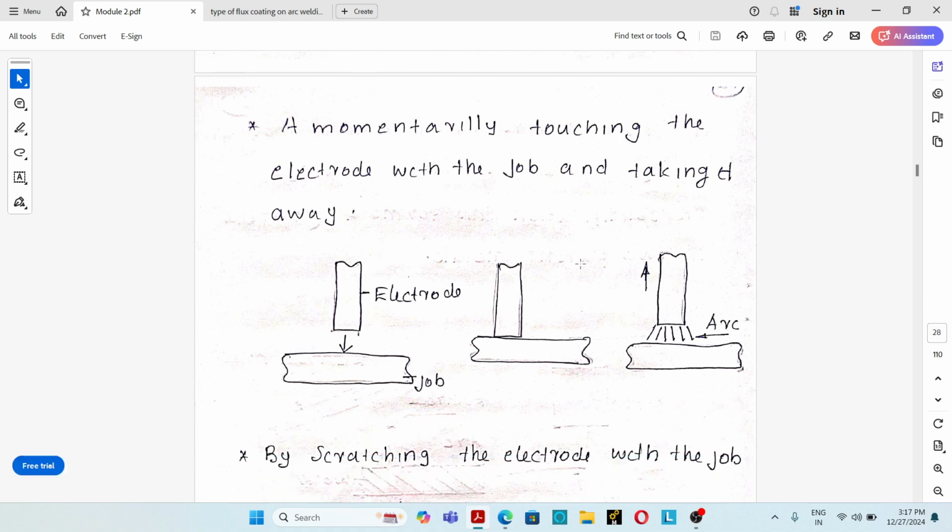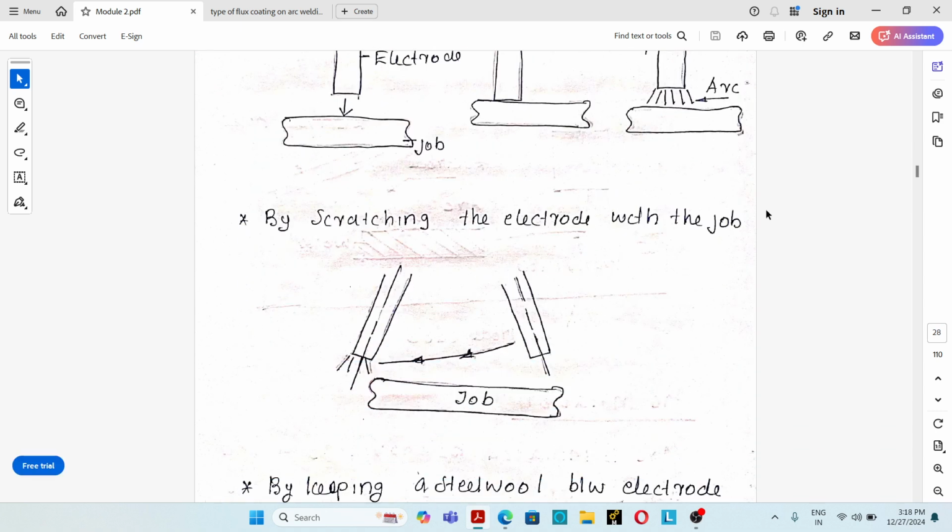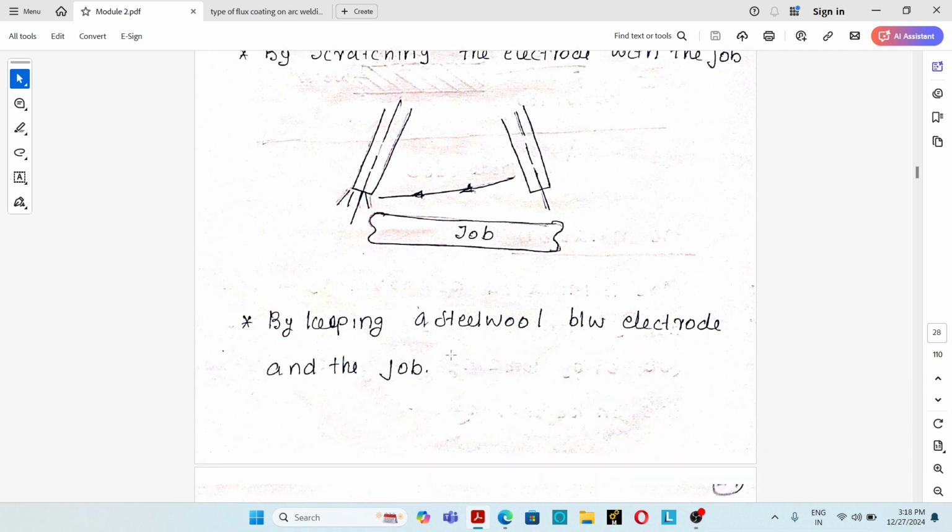First method: momentarily touching the electrode with the job and taking it away. So this is the electrode and this is the job. Suddenly touching the job and taking it away, the arc will be initiated. Another method is scratching the electrode on the job.